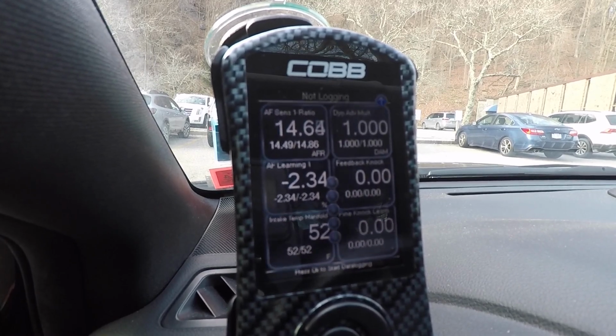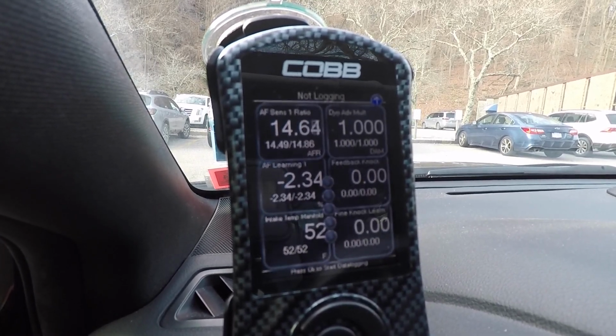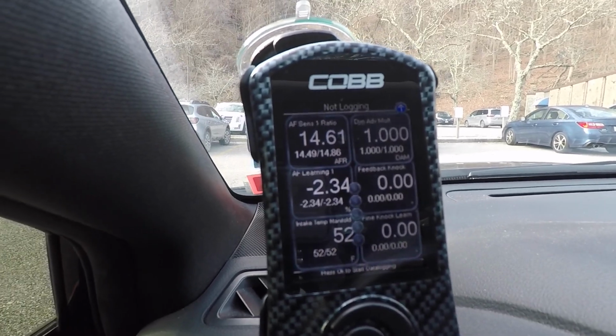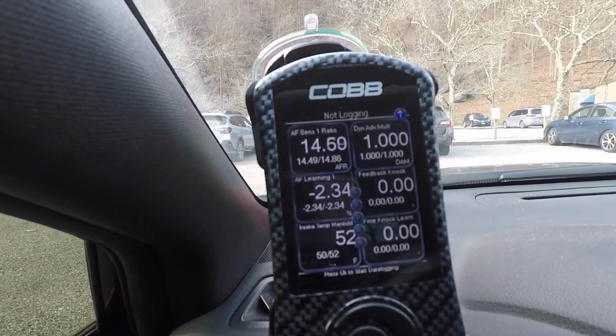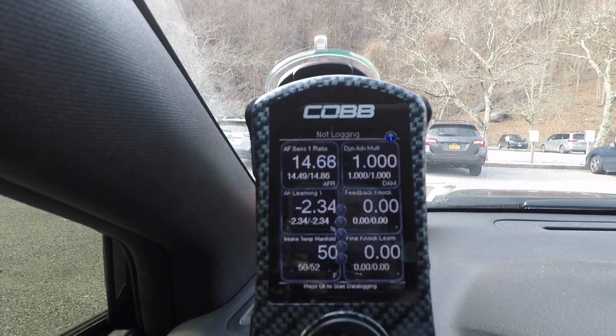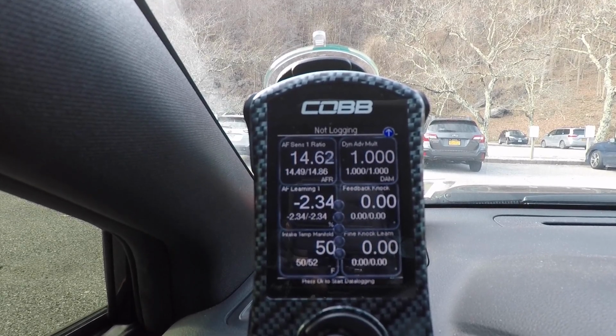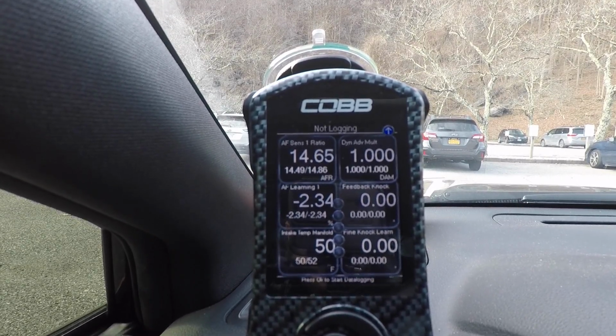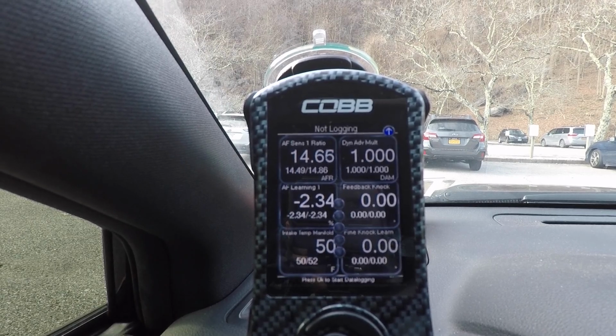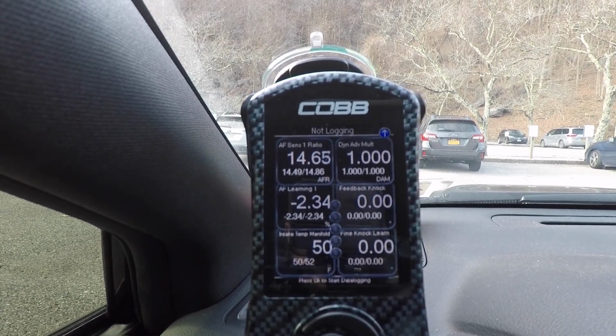If knock continues at that same load and RPM range, then the learned value will decrease, so the number will become more negative. If no knock event has occurred over a certain period of time, then that learned value will slowly increase and the car will keep checking for knock and gradually work its way back up to 0. Once it's at 0, that means there's no corrections being made.